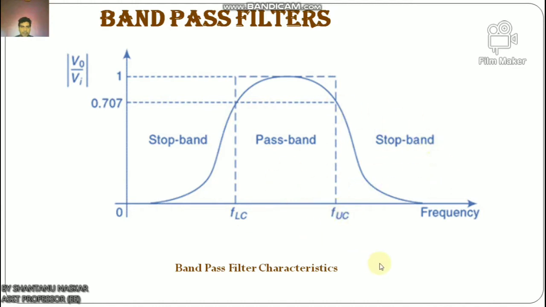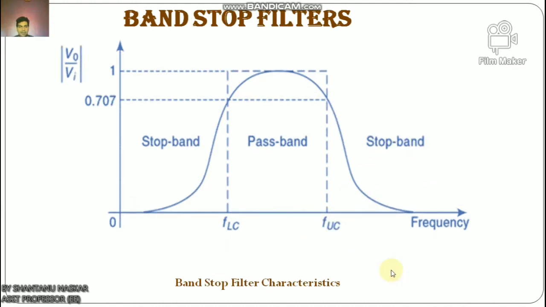Okay. Now band stop filter. A specific band of frequencies gets rejected, and it allows passing of frequencies outside the band. So this is the characteristic of band stop filter, lower frequency, upper frequency. This is also known as band rejection, band elimination filter, or notch filter.